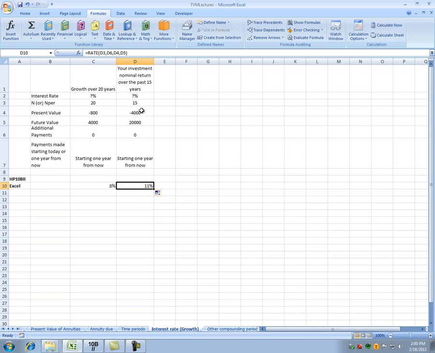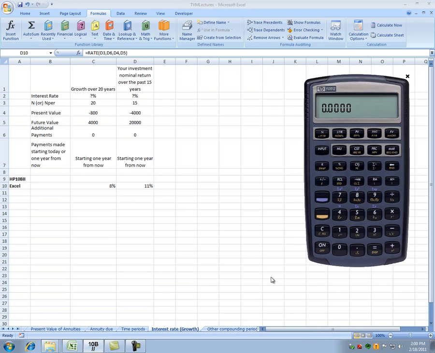The next one's 11. Let's try it with the Hewlett-Packard 10B2 calculator. 15 years, $4,000 was placed in an account. It became $20,000, making 0 additional payments. That represents a 11.33% return.